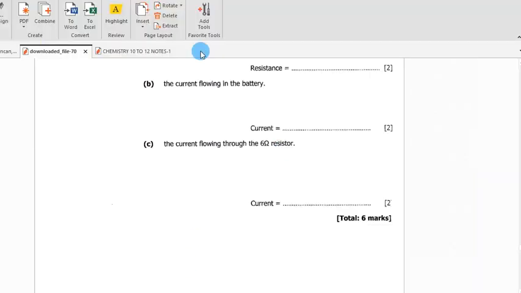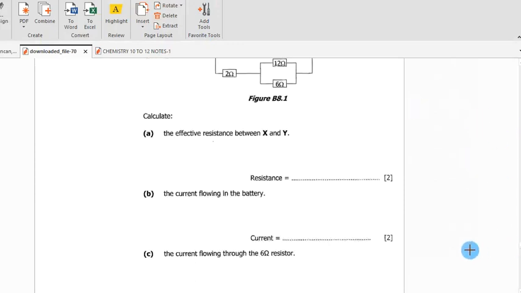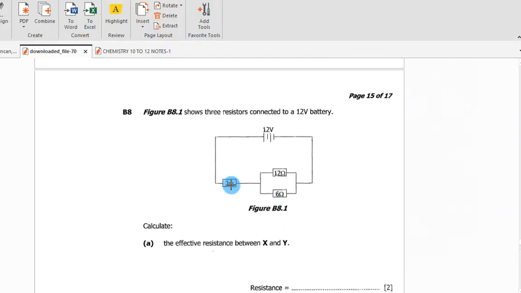Okay, so the question is here. It starts like this. Figure B8.1 shows 3 resistors connected to a 12 volts battery. So this is a 12 volts battery. We have a 2 ohm resistor here connected, and these are in parallel. There is a 12 ohm resistor and a 6 ohm resistor.